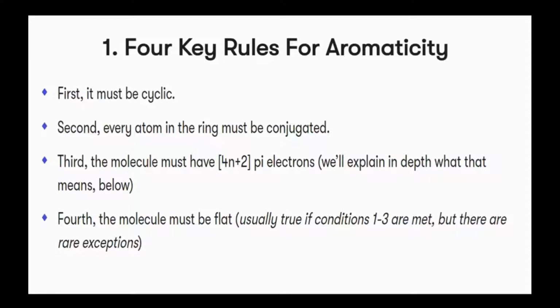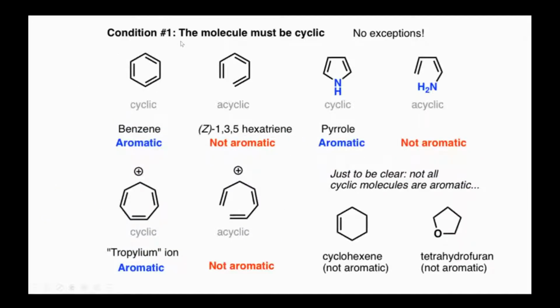Let's move on to understand rule number 1 in clear depth. So this is condition 1: the molecule must be cyclic if it has to be aromatic. Have a look at this compound. This is cyclic, it's called benzene, and it's aromatic. If you look at this compound, it is conjugated, and all the atoms are sp2 hybridized and conjugated with each other, but it is not obeying rule number 1, which is that it must be cyclic. It's an open chain compound.